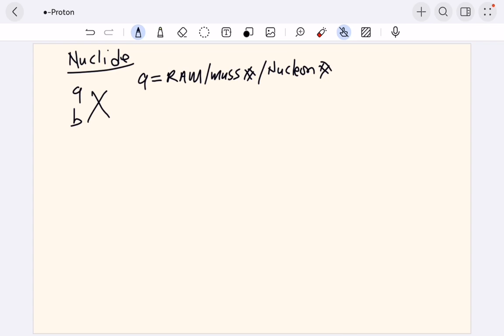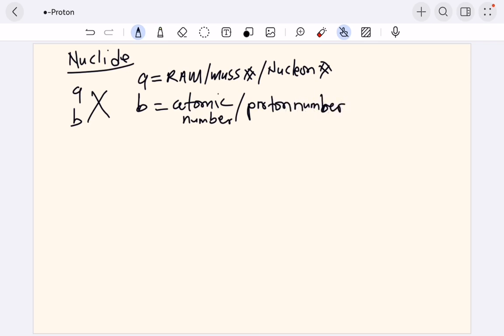So when you go on the periodic table, you find something like this. That is a nuclide, where A represents the relative atomic mass, which is also known as the mass number, which is also known as the nucleon number. Then below you have what we call the atomic number, which is also known as the proton number.